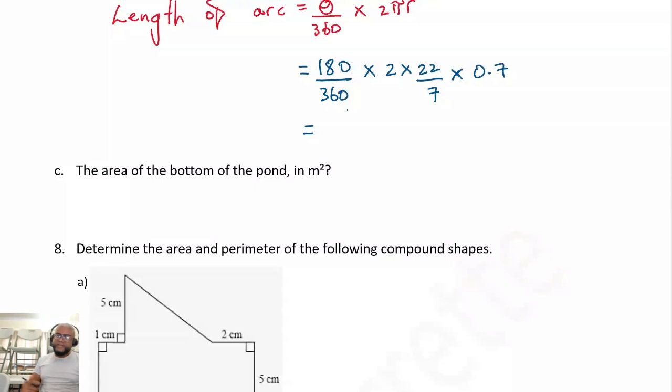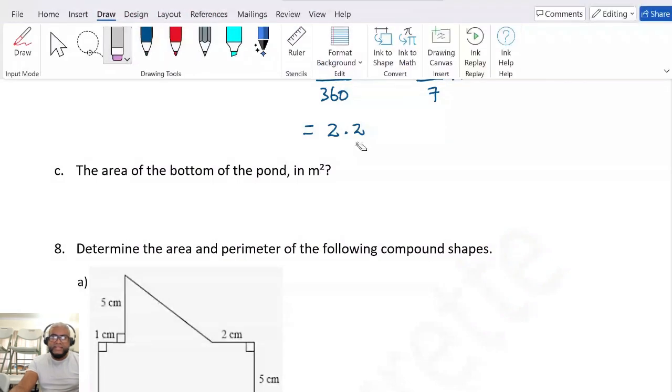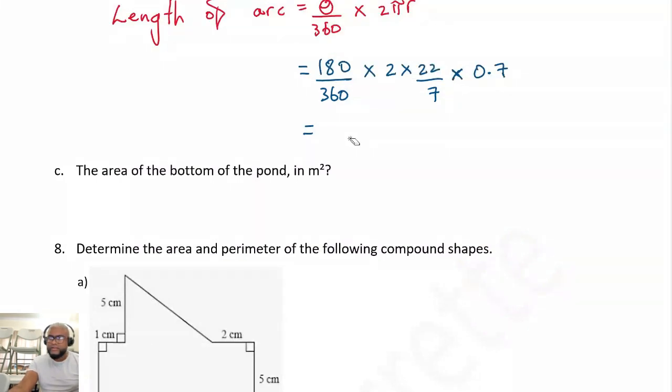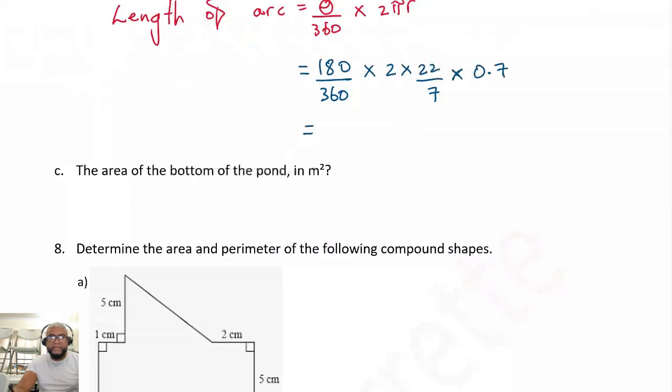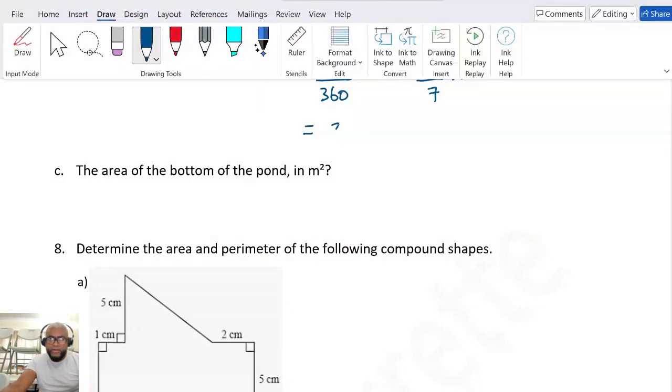2.2. Somebody second 2.2. I got 8.8. What's the correct answer, guys? I had 2.2. 2.2 correct, sir. 2.2 correct. Right, I had 2.2. Yes, sir. 2.2.